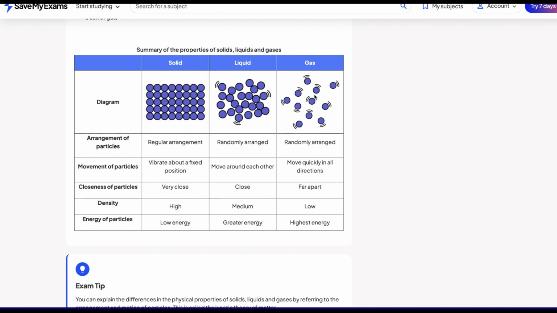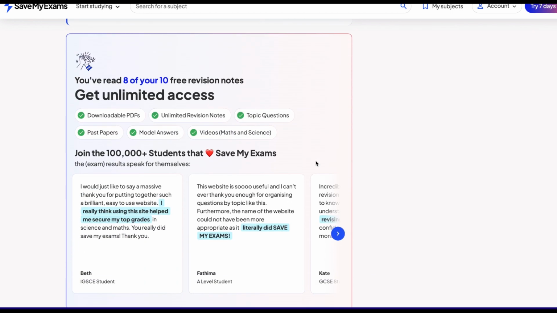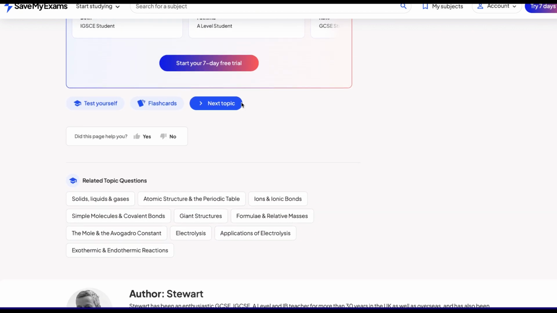Then in terms of gases, they're randomly arranged. Particles are super randomly arranged, and they move quickly in all directions. They can move in all directions, collide with themselves, and collide with the walls of the container. And then in terms of closeness of particles, you can see the particles are not close; they're far apart. In terms of density, they have low density because particles are way far apart. And in terms of energy of the particle, we say that they have the highest energy. That's why they can move very tremendously.